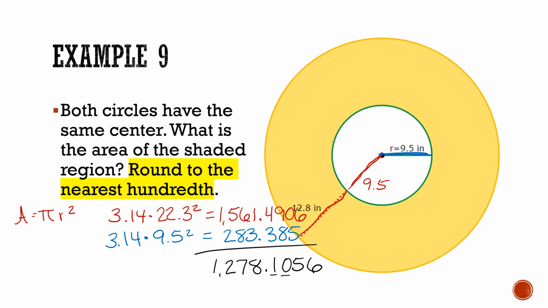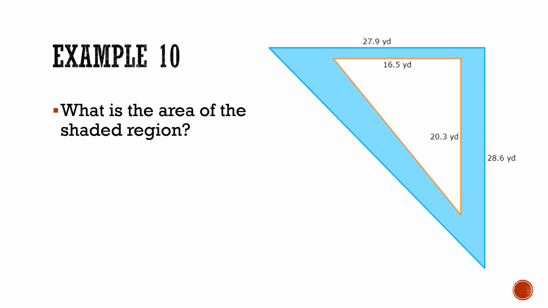hundredths is the 0. So does the 5 make the 0 stay a 0 or go to a 1? It would round up to a 1. So 1,278.11 inches squared. Okay, this will be our last question, so go ahead and solve example 10.